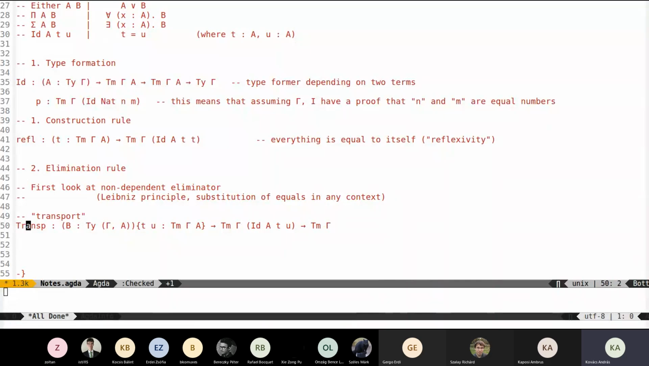Then if I have a term which has type B, but B where this A is substituted with T, so I have a Tm Γ B, where I have a B[T], then I can also get a Tm Γ, where B is instead substituted with U. So this means that in any dependent type B, I can swap T for U, but only, or in general, I can do this if I can prove that T is equal to U, and I can prove this equality using the identity type.